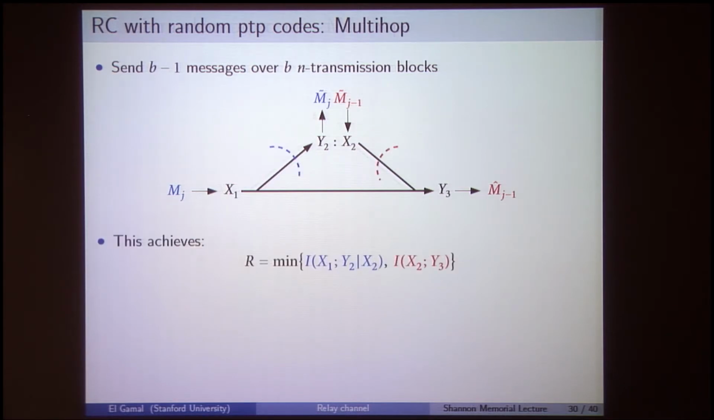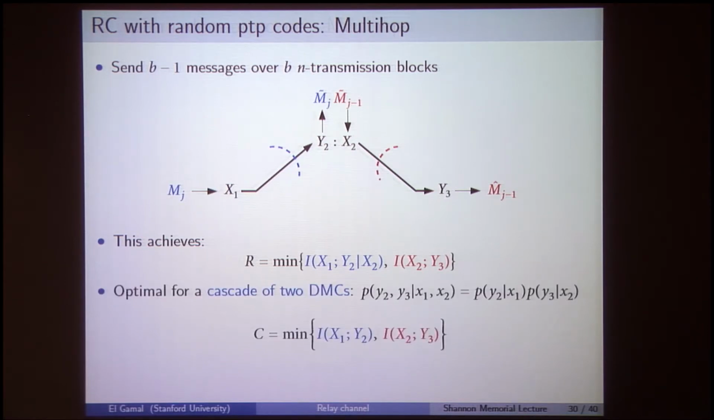Okay? So with that scheme, it's not hard to see that you achieve the minimum of the capacity of this link and the capacity of this link, or the mutual information. It's not really the capacity, but I'm using that loosely. Okay, so this scheme actually can be optimum if there is no direct link, as you would expect.